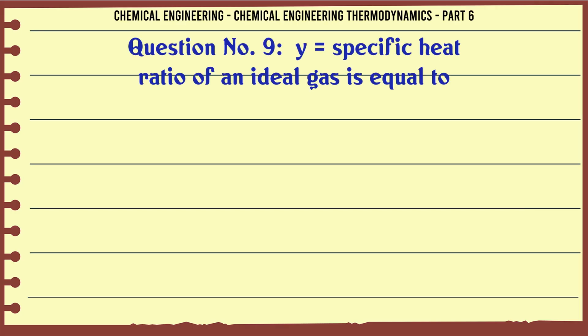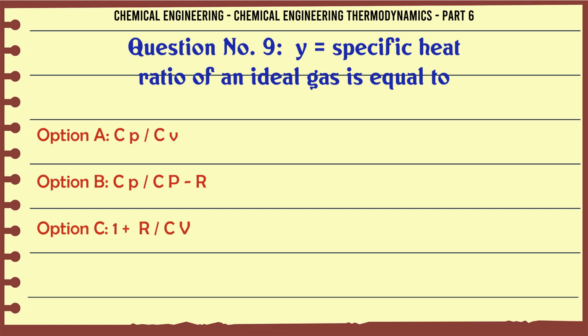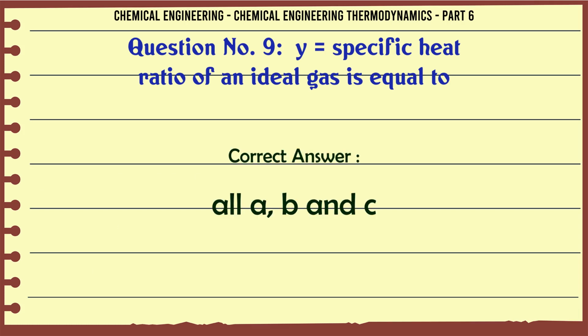Gamma, the specific heat ratio of an ideal gas, is equal to: A) CP/CV, B) CP/(CP - R), C) 1 + R/CV, D) all A, B and C. The correct answer is all A, B and C.